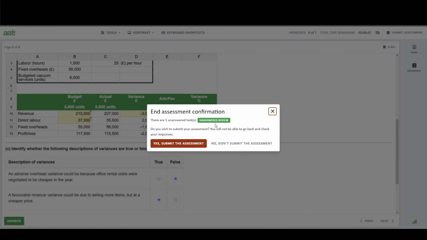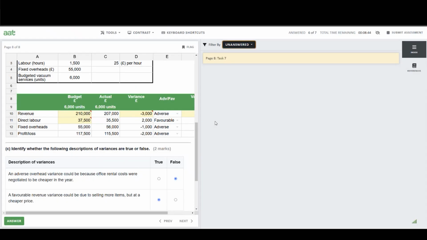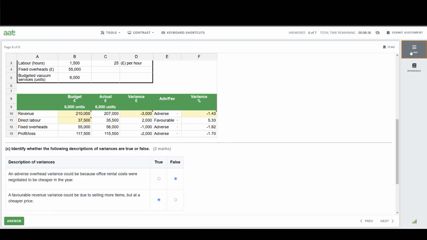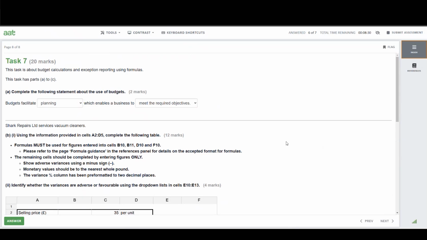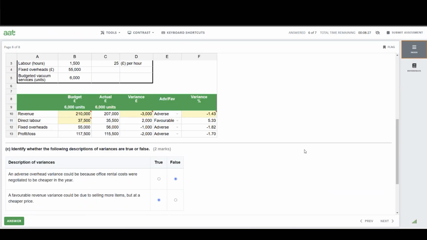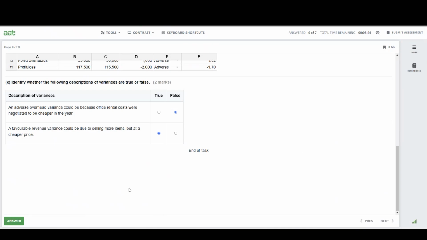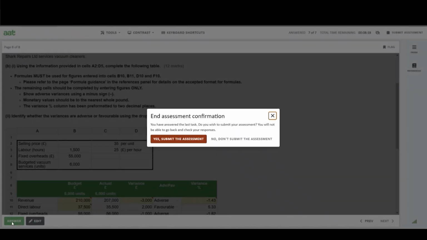Oh, there's one unanswered task. It's allowing me to do an unanswered review there. So page 8, task 7. What didn't I do? Let me just have a look. I know what it is. I haven't clicked on answer. So I must click on answer. That's it. So yes, submit the assessment. Because I hadn't clicked on answer at the end of the task, it's assuming that I haven't actually completed it. So yes, submit the assessment.